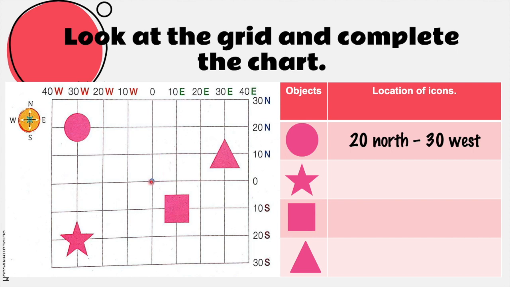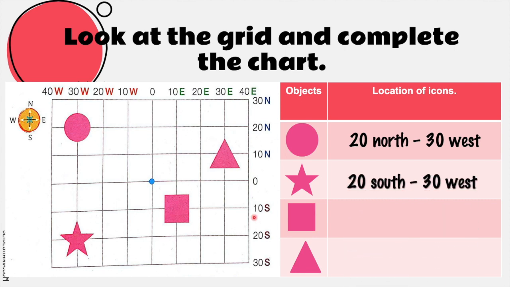Again, remember, this blue circle is going to be your point of reference. So is it north or south? Yes, it's south. Which number? 20. So we have some information now. The star is 20 south. Now is it west or east? Very good. Is 30 west. Now let's check that the star is 20 south and 30 west.